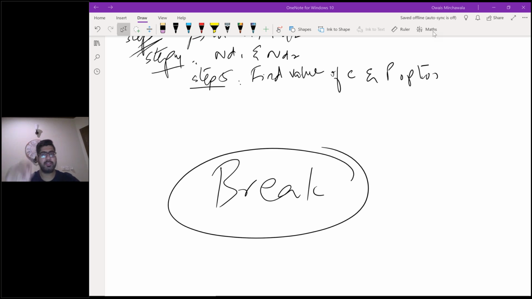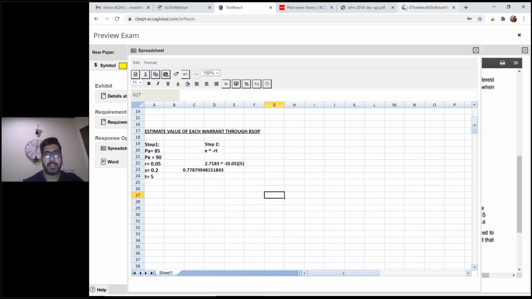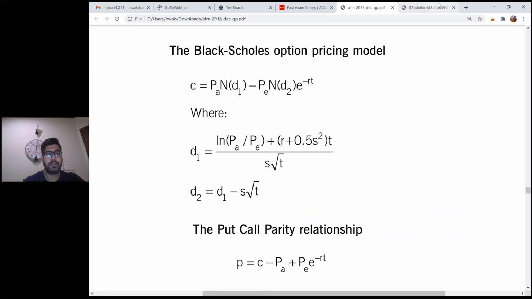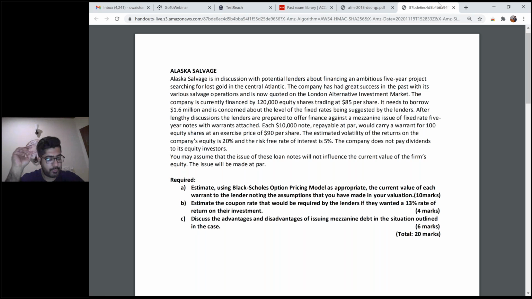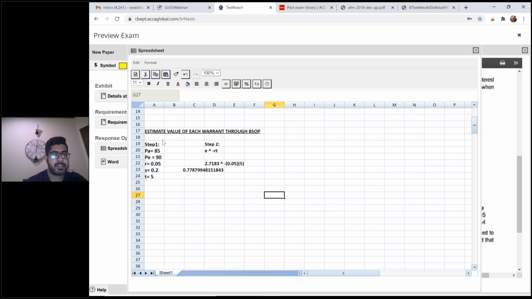Okay, so let's resume the class now. We were discussing the question of Alaska Salvage, and through BSOP you were asked to find the value of the warrant. So BSOP basically finds the value of the premium. I have told you a 5-step approach. The first step is to find PA, PE, R, S, and T. So we did this step 1.